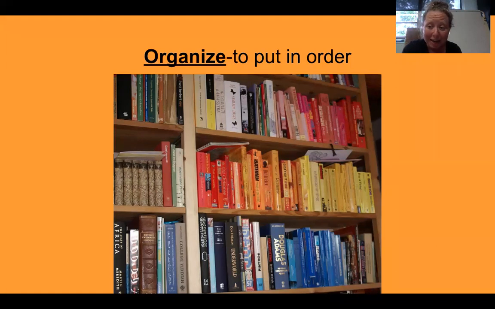How did they organize these books? That's right. They organize these books by color. You can see all the books that have blue on them together, all the books that have yellow on them together, all the orange books together, all the red books together and all the pink books together.